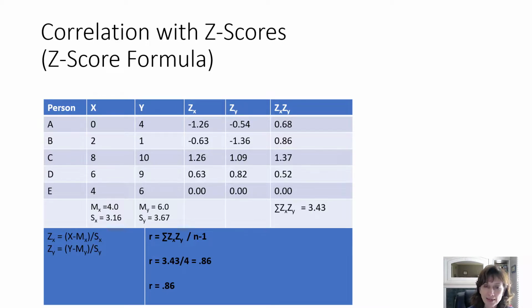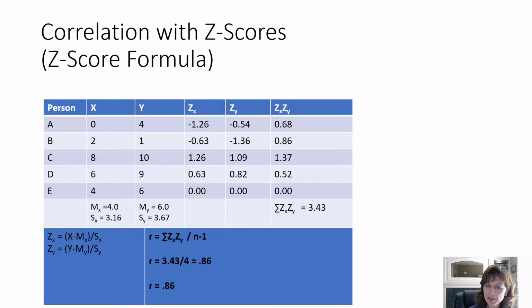And if you had that, that would be a really good situation for doing hand calculations, because if you're given z-scores, all you need to do is take zx times zy, that last column. So for example, for person A, that person's z-score is negative 1.26 for x, and their z-score for y is negative 0.54. I would just multiply those together. That's where the 0.68 came from. So for each person, I take their zx score, multiply it by their zy score, and I get those numbers in that last column. Then I simply sum those. If I take sigma zx zy, I get 3.43.